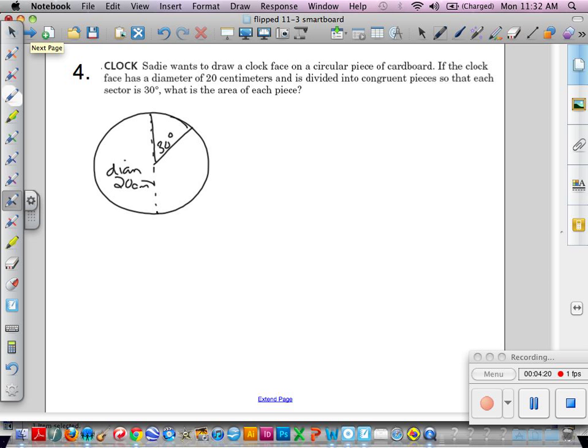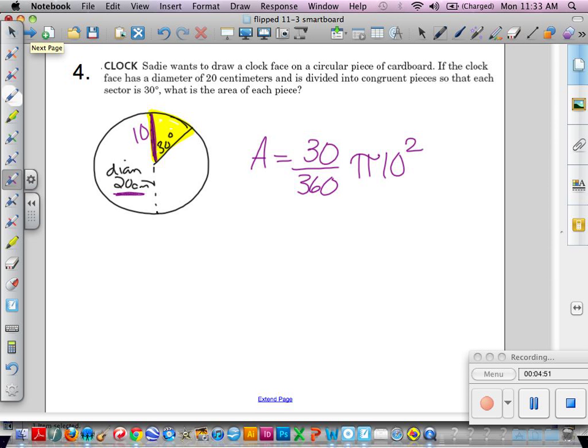They're asking me what the area of this piece right here is. Okay, so I need the area of a sector. So I'm going to take my central angle, which is 30 degrees, over 360. This gives me my fraction of my circle. I need to do the area of a circle, which is pi, and I need the radius. So don't just grab 20 here. You need the radius, which is 10 squared. So go ahead and punch that in. Take 30 divided by 360, use your pi button times 10 squared. Your area ends up being 26.2 centimeters squared.